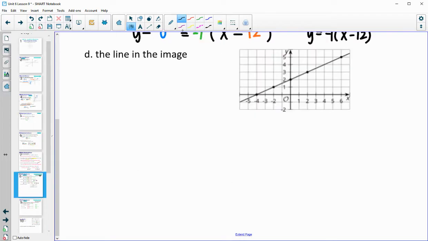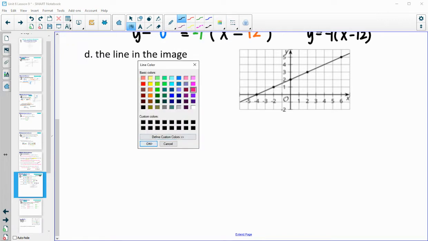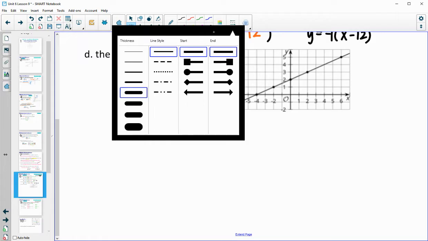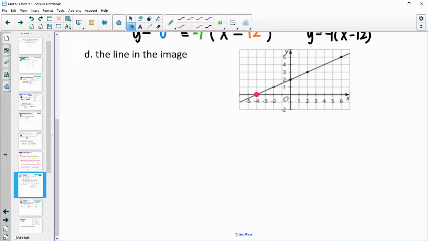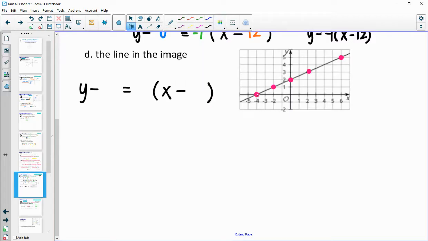Now in this last one, we've got a bunch of different points here. You can choose any of them. So we've got 5 different points highlighted here. Choose any one you want and plug it in. So you'll do y minus whatever the y coordinate is, and then you're going to have to find the slope, and then x minus the x coordinate. So go ahead and count the rise over run. So up 1 over 2. So your slope is 1/2.